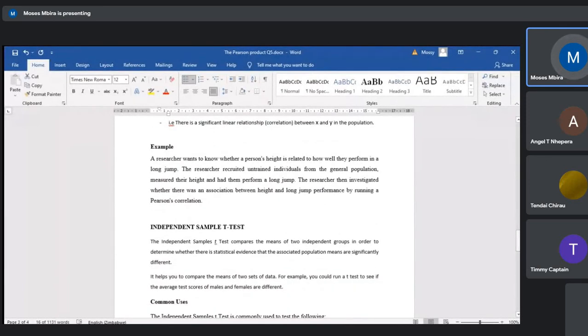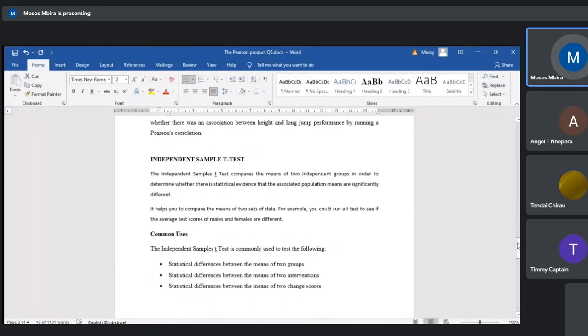Then go to the independent sample t-test, another one from the question. The definition is that it compares the means of two independent groups in order to determine whether there is statistical evidence that the associated population means are significantly different.